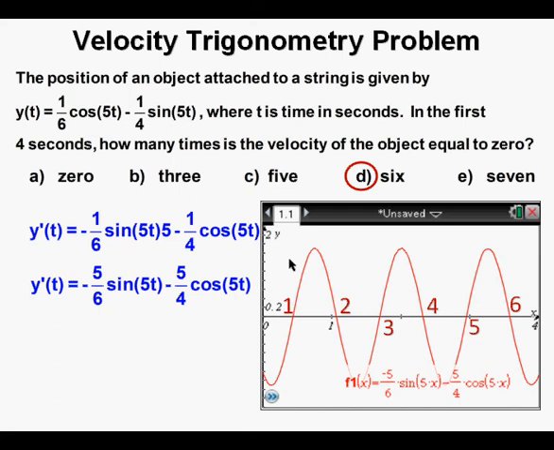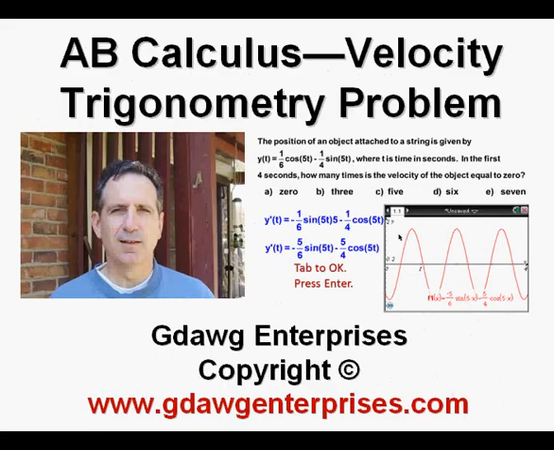This wasn't too bad a problem, was it? It's about knowing the relationship between position and velocity, applying the chain rule to differentiate, then graphing with the calculator. This has been AB Calculus Velocity Trigonometry Problem. Thanks for viewing.